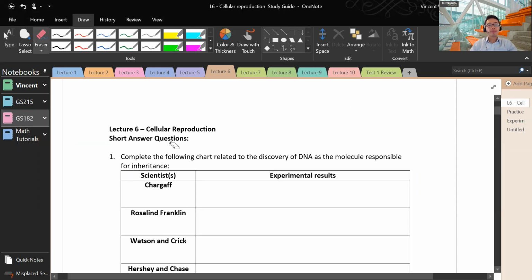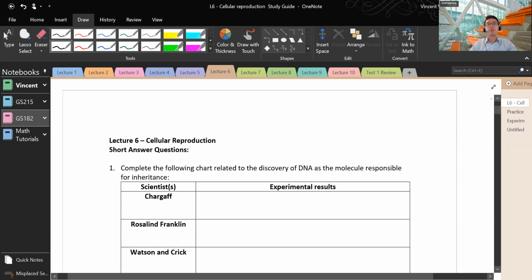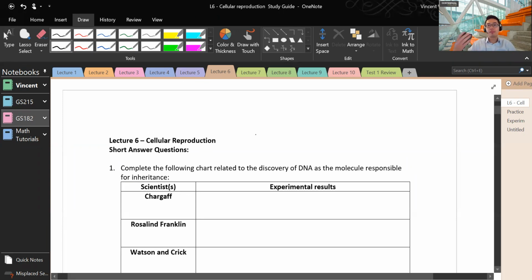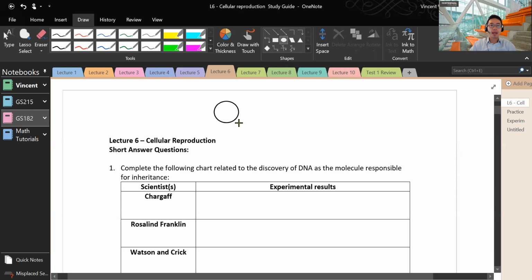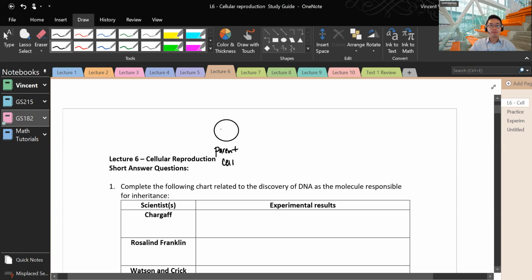So the first lesson in the second half of the course is cellular reproduction. If you recall from the cell theory, one part of the cell theory states that all cells came from pre-existing cells. The cells came from the division of a pre-existing cell. So today we'll be focusing on that division. Here we have what we call a parent cell. Now, for the sake of simplicity, let's say it only has 2 chromosomes.